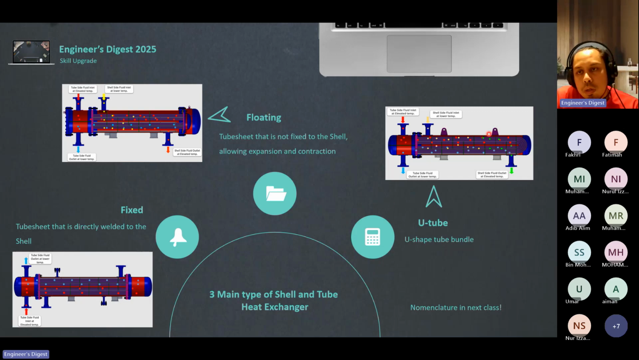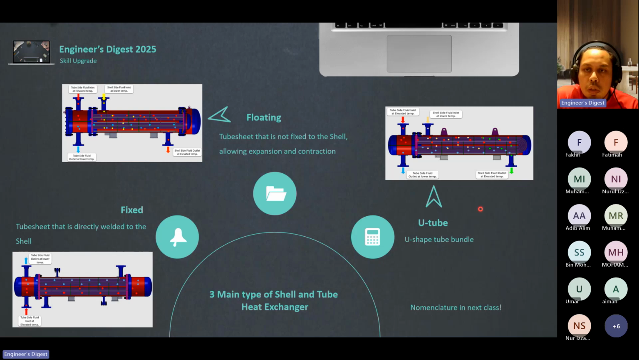On the U-tube, you can see the tube is bent like a U. That is where the name comes from. This bending is similar to a hairpin. Can you remember the hairpin? There is a bend. Because of this difference in geometry, it can cater for thermal expansion as well. The only issue with this is that it's difficult to clean.